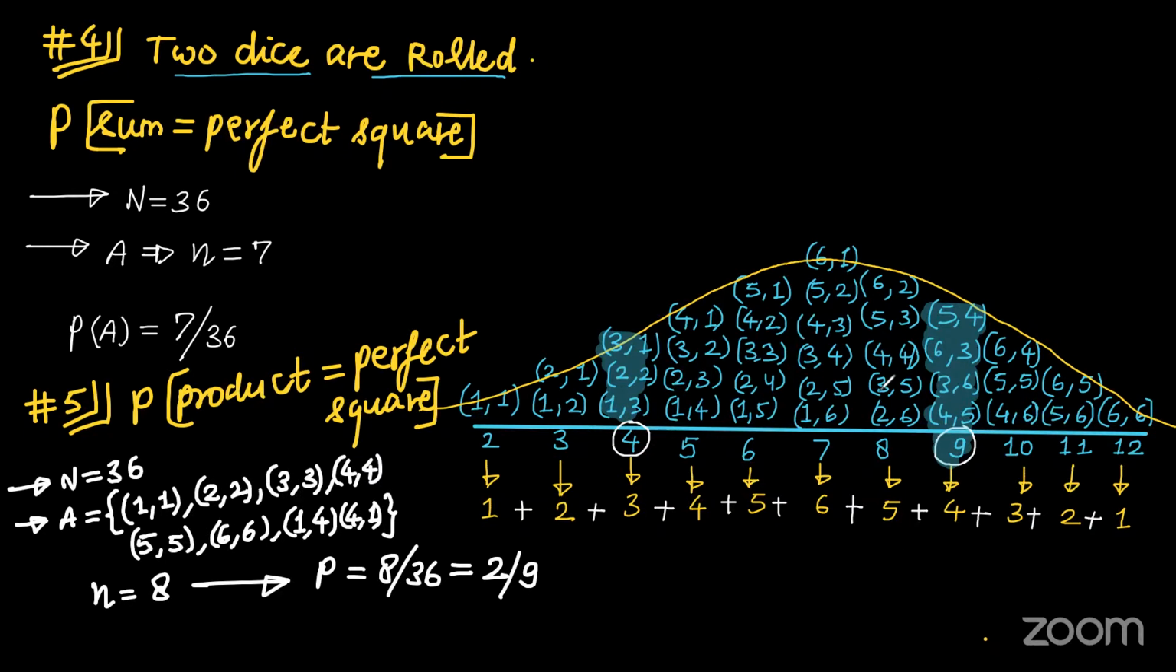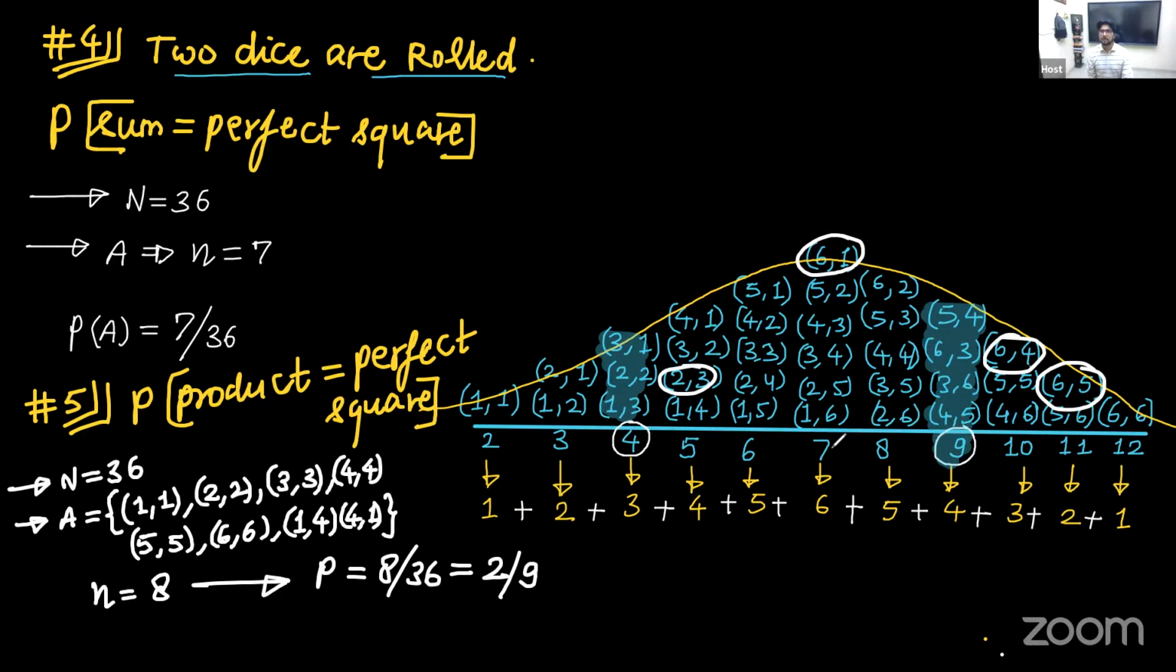Sir, how can we say that the outcomes are equally likely? What is the argument that you are going to give that 6 comma 1 has more chances than 6 comma 5, or 2 comma 3 has more chances than 6 comma 4, or 1 comma 2 has more chances than 3 comma 4?